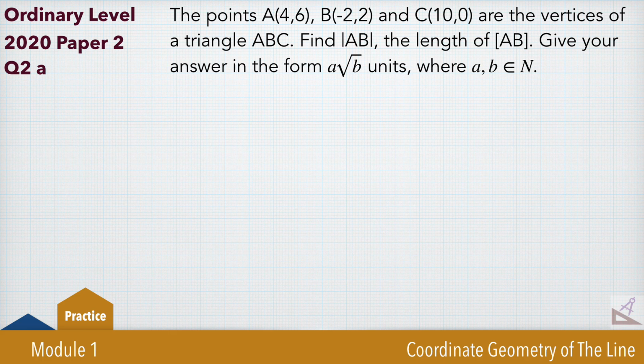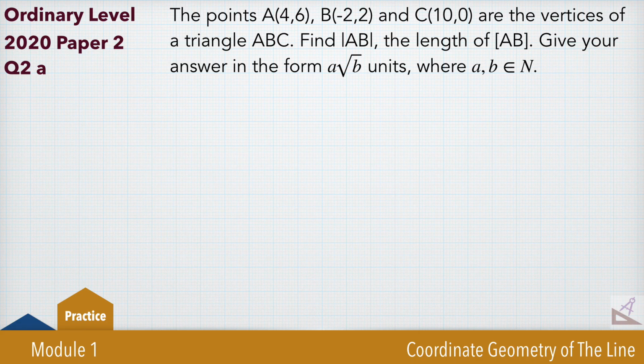Here we are given the coordinates of 3 points A, B and C, which are the vertices of a triangle. We are asked to find the distance from A to B, which is the length of the line segment AB. We are also required to give our answer in the form A root B, where A and B are natural numbers. Natural numbers are whole positive numbers.